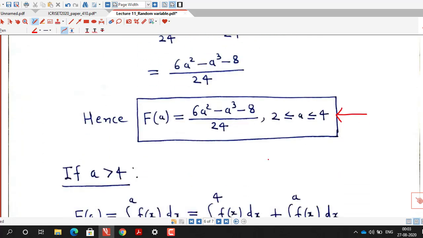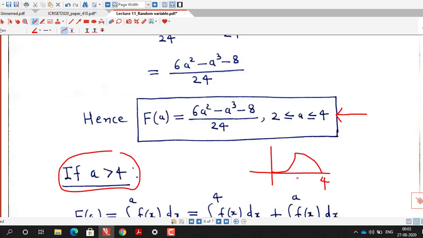Now the last case is if a is greater than 4. So that also we can understand in this way. The graph is something like this. This is 4, here it is 2, and a is somewhere here. a is greater than 4.